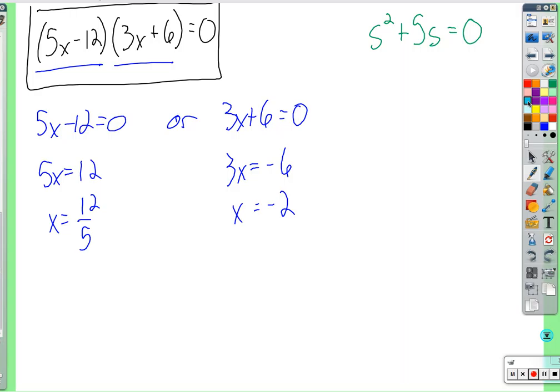We're going to use the same idea. We're going to get it to be one thing times another thing equals zero, and then set each of the factors equal to zero. Okay. We do that by factoring. So first, let's start with that. Just ignore the zero for a second. What can I factor out of 5s squared plus s?